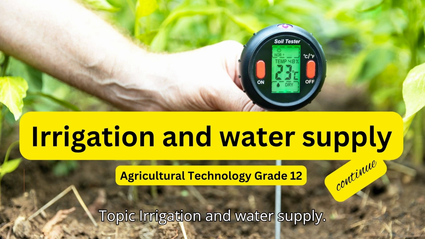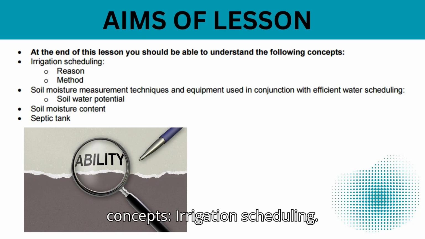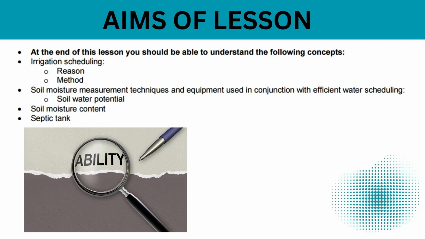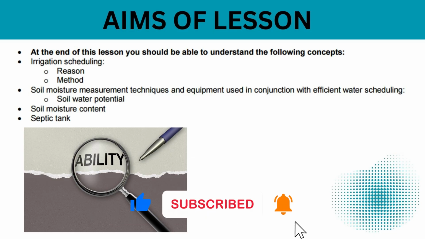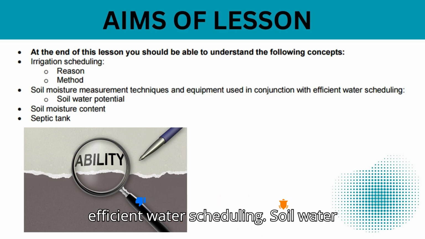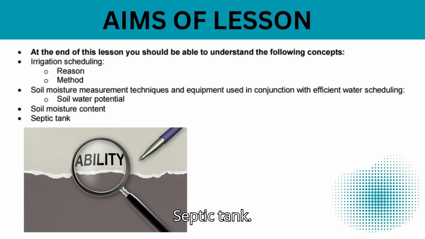Topic: Irrigation and water supply. At the end of this lesson you should be able to understand the following concepts: irrigation scheduling, reason, method, soil moisture measurement techniques and equipment used in conjunction with efficient water scheduling, soil water potential, soil moisture content, septic tank.